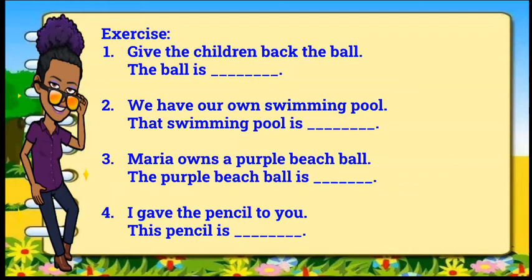Give the children back the ball. The ball is... and we have children, so our possessive pronoun goes there: theirs, more than one. We have our own swimming pool. That swimming pool is... remember, you have "we." So that swimming pool is ours. Yes. Maria owns a purple beach ball. So Maria, one person, so the purple beach ball is hers. I gave the pencil to you, so this pencil is yours.